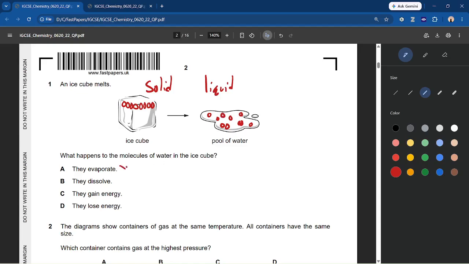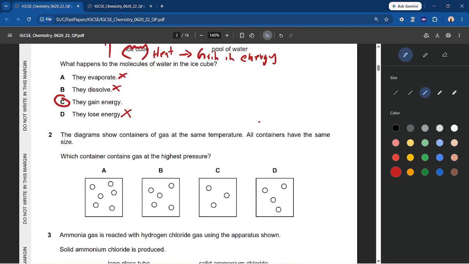So they don't evaporate, they don't dissolve, they certainly don't lose energy, they all gain energy. Because to accomplish this, you likely need to heat the ice. So heat is applied, and as heat is applied, this causes a gain in energy. Fairly straightforward first question, let's move on.